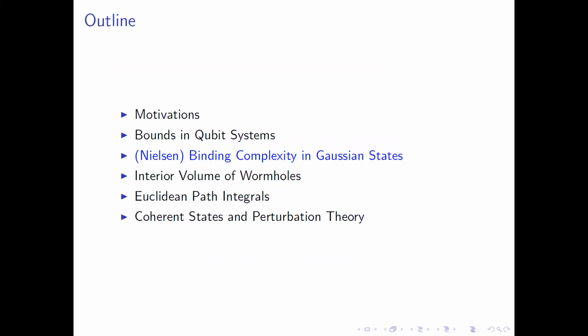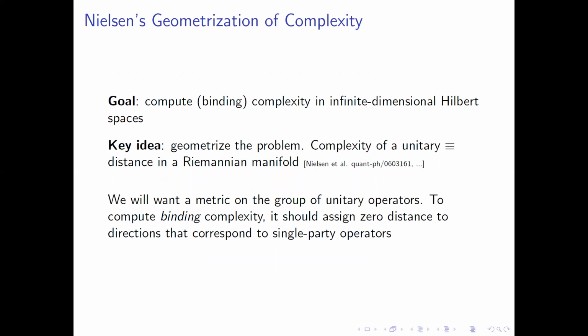Good, so let's go on now to talk about the binding complexity in these Gaussian states, moving to infinite dimensional Hilbert spaces. And the key idea here, as used by Nielsen and by Jefferson and Myers and by many others now, is to geometrize the problem and to compute the complexity of a particular unitary operator as a distance in some Riemannian manifold. So to do this, we're going to want a metric on the group of unitary operators. And in particular, because we're interested in computing binding complexity, as opposed to any other kind of complexity, this metric needs to assign zero distance to directions that correspond to single party operators. And again, we're going to weight all of the entangling operators the same.